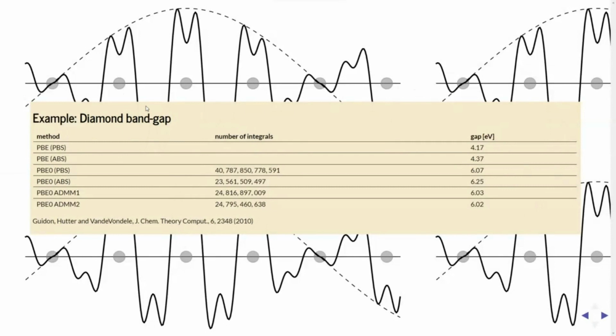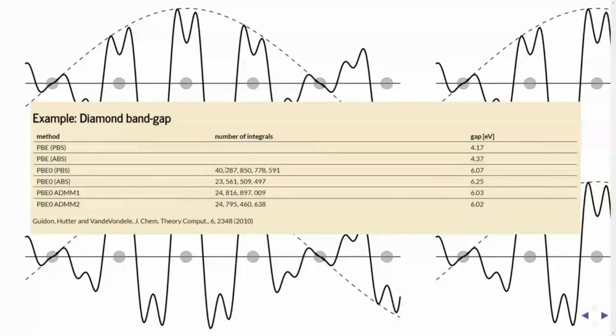So just a quick example: calculating diamond is really horrible. It's all super dense, so you start getting a ridiculous number of integrals. If you calculate the band gap of diamond using just PBE with a primary basis set, you get a band gap of about 4.2 electron volts. Whereas if you do a PBE0 calculation, which is similar but with 25% exact exchange, you get 6.07, which is a much more reasonable number.